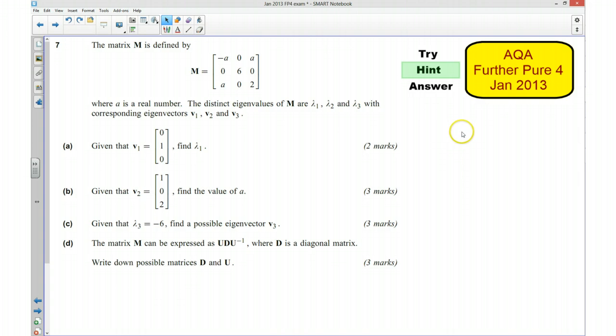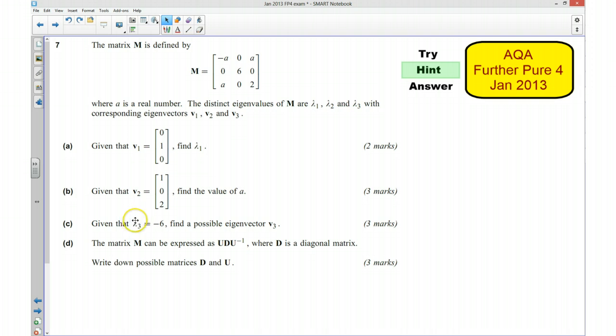So, we're given this matrix here. We don't know what the actual matrix is because we're given values of A here, and we're told that A is a real number, and we know that this matrix has three distinct eigenvalues, lambda 1, 2 and 3, with their corresponding eigenvectors. So we're told one of the eigenvectors, so we can hopefully find the corresponding eigenvalue, because what we will do is multiply this by the eigenvector, and we should end up with a multiple of this eigenvector, and that multiple will tell us what the eigenvalue is.